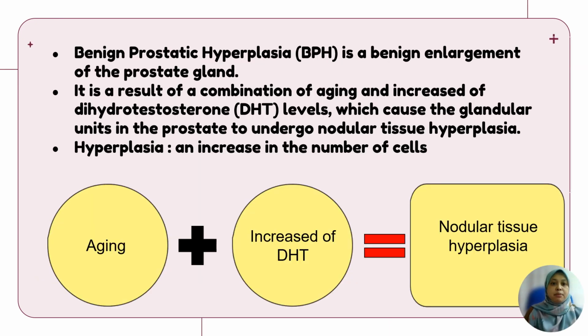Benign prostatic hyperplasia is a benign enlargement of the prostate gland. It is a result of a combination of aging and an increase of dihydrotestosterone (DHT) level, which is a hormone in males, which causes the glandular units in the prostate to undergo nodular tissue hyperplasia. Hyperplasia is an increase in the number of cells.